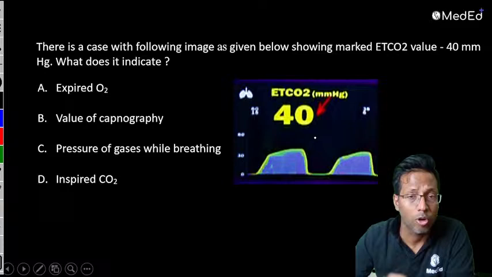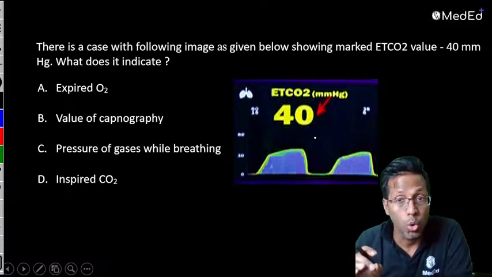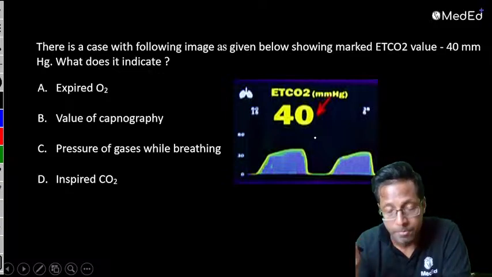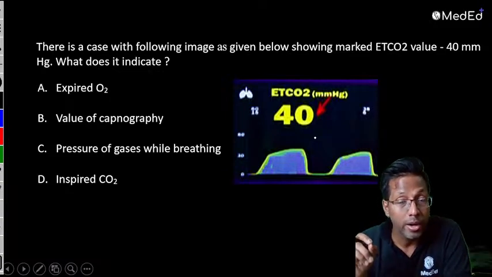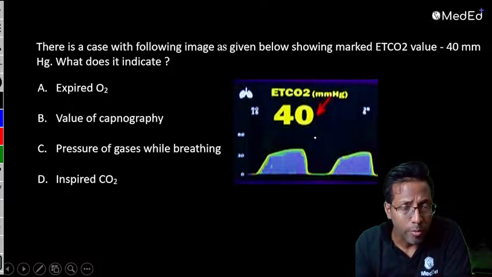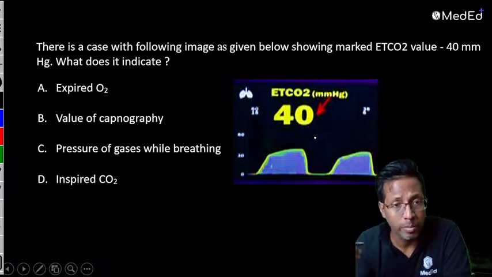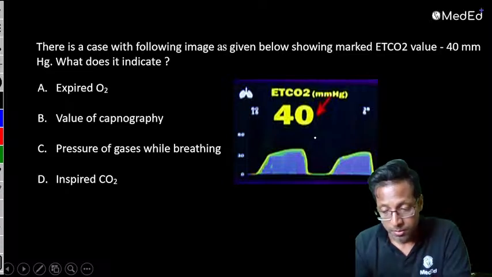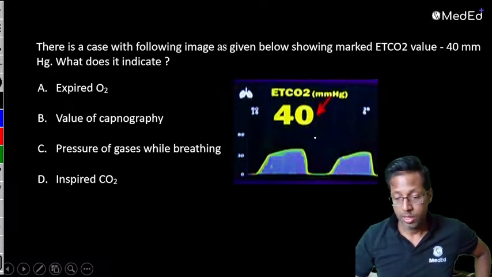This is a case with the following image as shown, right? It is showing the mark EtCO2 value as 40, right? So what does it indicate? Does it indicate expired O2? Is it a value of capnography? Is it a pressure of gases while breathing, or is it inspired CO2? Yes, anyone? What would be the answer?